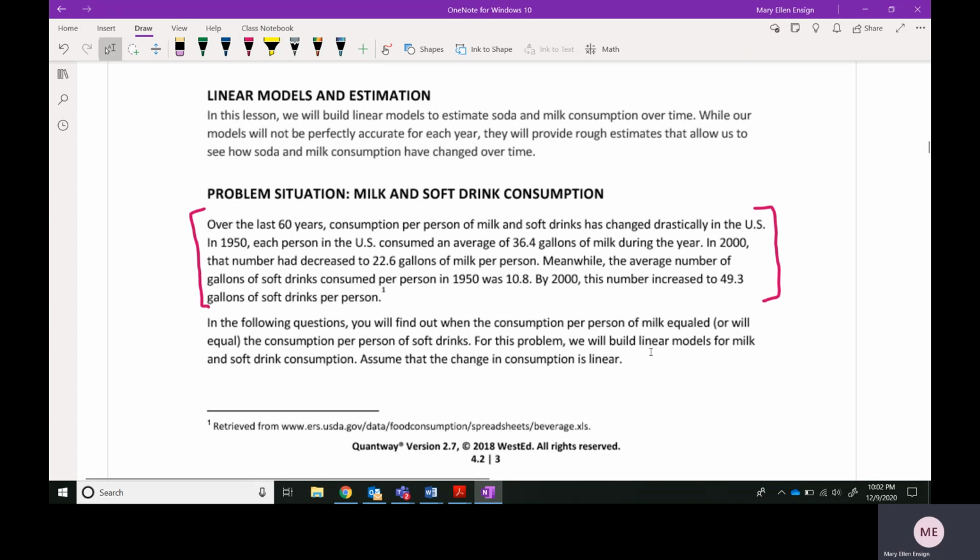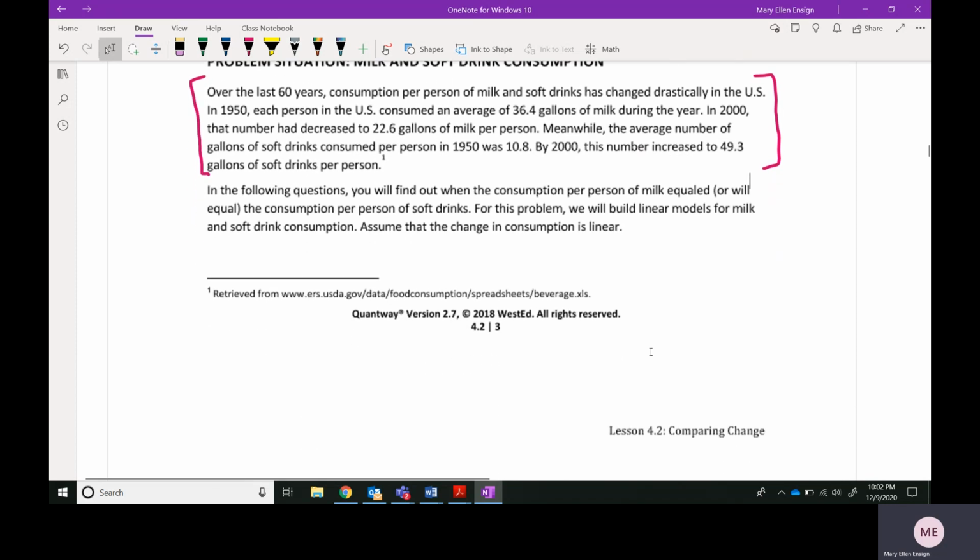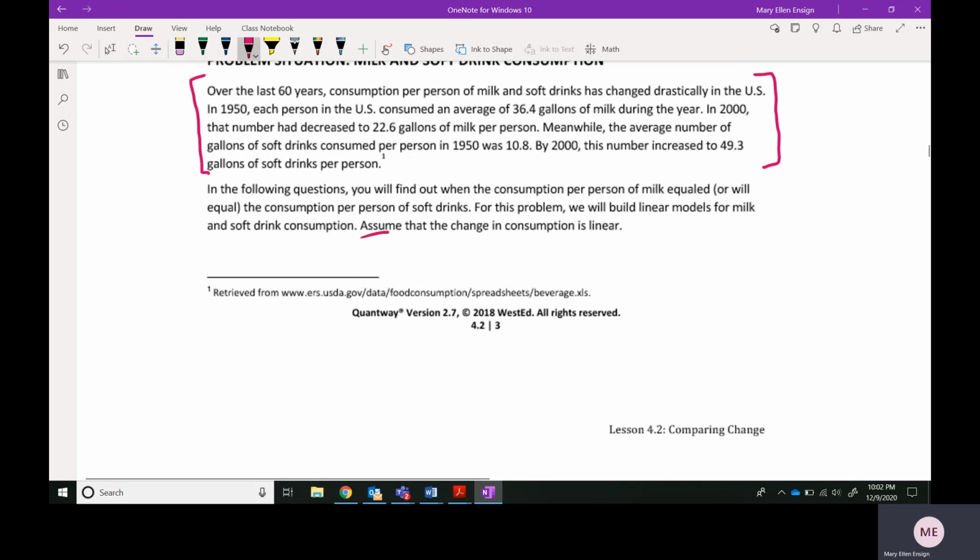For this problem, we will build linear models for milk and soft drink consumption. Assume that the change in consumption is linear. So remember, linear, those are the graphs that make a straight line. It can be slanted like this, but not a curve, right? So it could be like this, or like this, or like this. But we talked about how if the change is linear, it means it has a constant rate of change. For example, for the latte, for every latte that was bought, the amount on the card went down $2.63, right? That was a constant change.